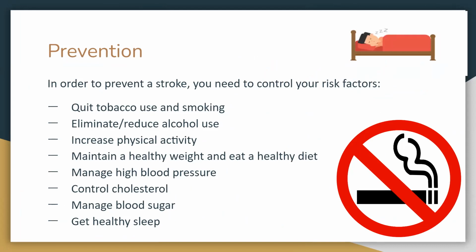Prevention is controlling your modifiable risk factors, which includes reducing or stopping tobacco use and alcohol use, increasing physical activity, managing your blood pressure, your cholesterol, and blood sugar, maintaining a healthy weight, eating a healthy diet, and getting healthy sleep.